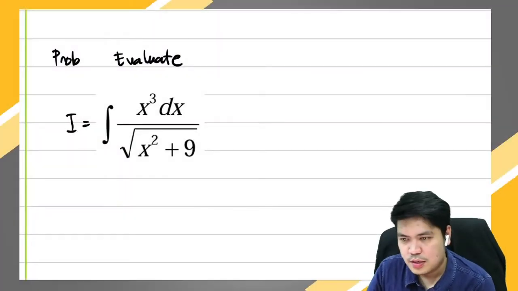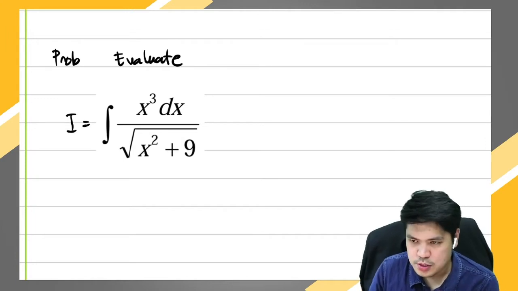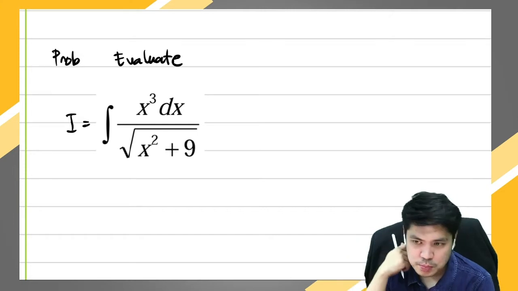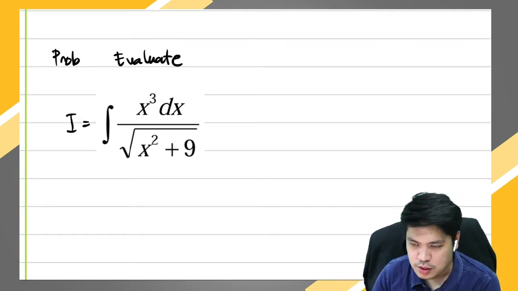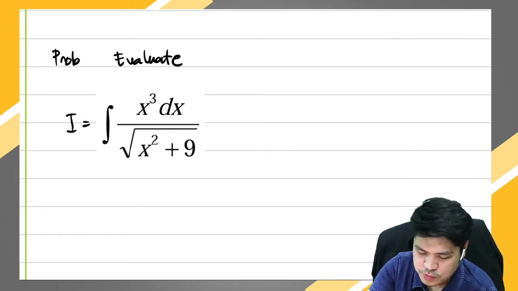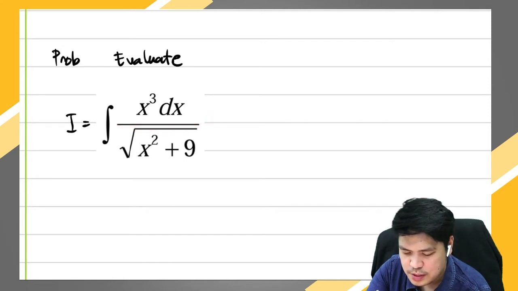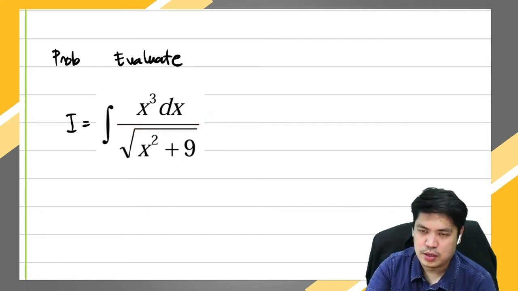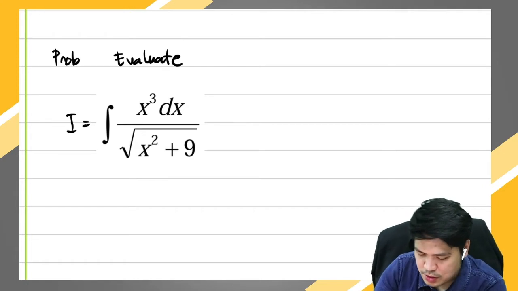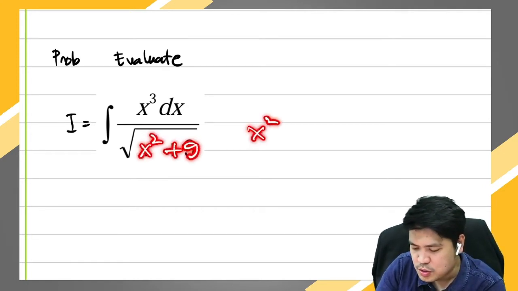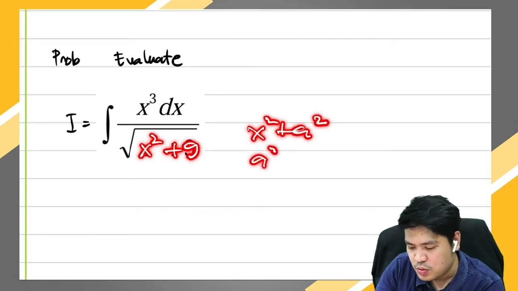Okay, let's proceed to our next sample problem. This is one of the problems in your problem set. So at least your problem set will be reduced. Okay, suppose we have I is equal to the integral of x cubed dx over the square root of x squared plus 9. So in this case, what came out in the integral is x squared plus 9, and that resembles x squared plus a squared or a squared plus x squared.